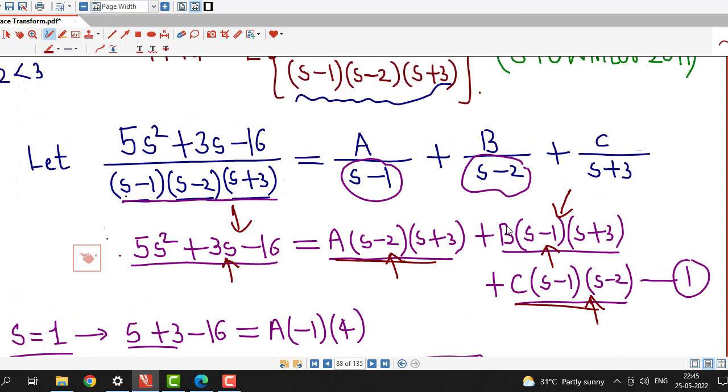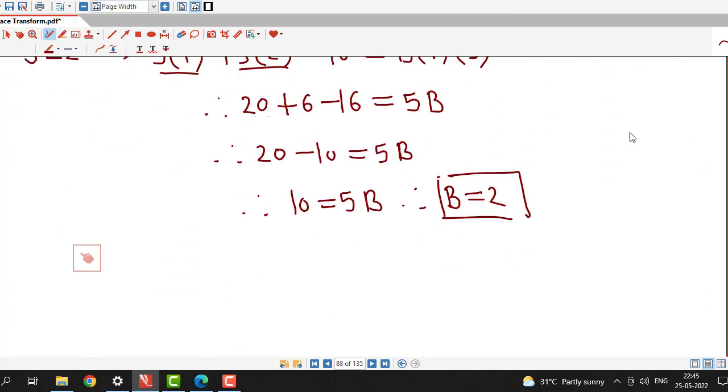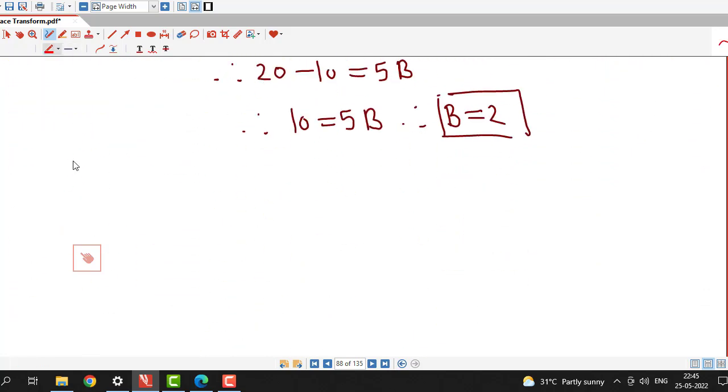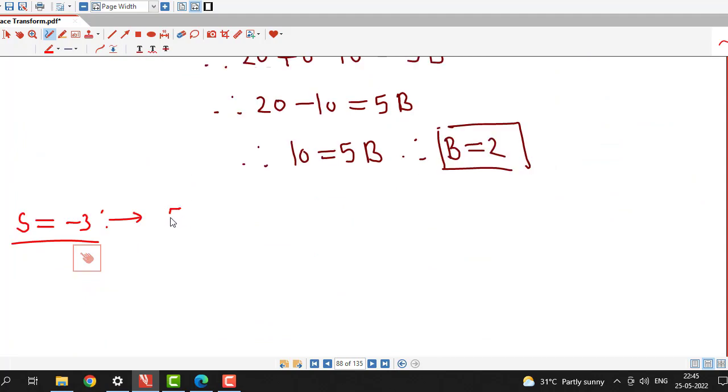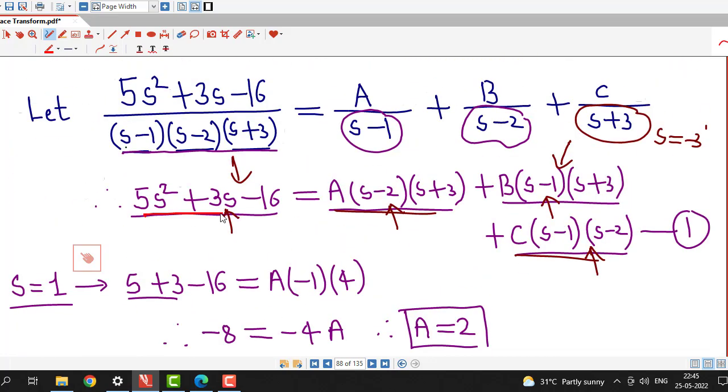Now we take s plus 3 equal to 0, and we will have s equal to minus 3, and we now take s equal to minus 3 in equation number 1, and we will be able to decide the value of c. So now we put s equal to minus 3 in equation number 1. Left hand side is 5s square plus 3s minus 16, 5 into s square plus 3 into s minus 16. Okay, so I have taken s equal to minus 3 in the left hand side.